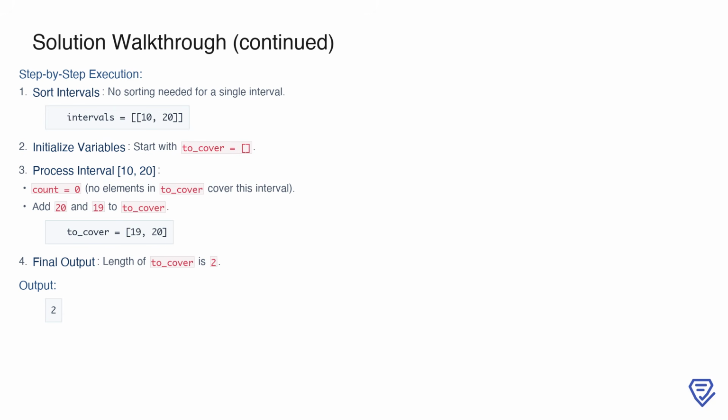We add two elements, starting from the end of the interval and moving backward. This means we add 20 and 19 to to_cover. Now, to_cover contains 19, 20. Since there are no more intervals to process, the length of to_cover gives the final output, which is 2.